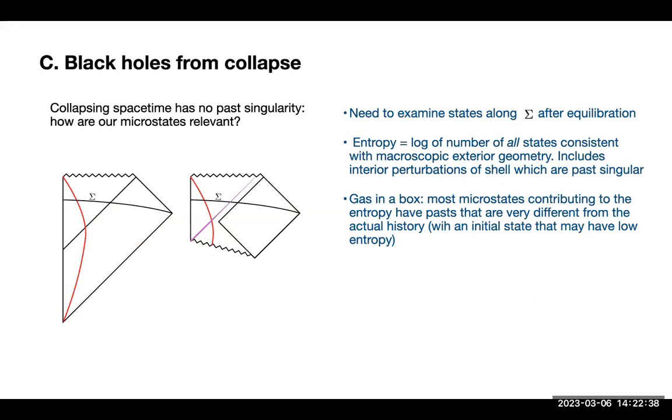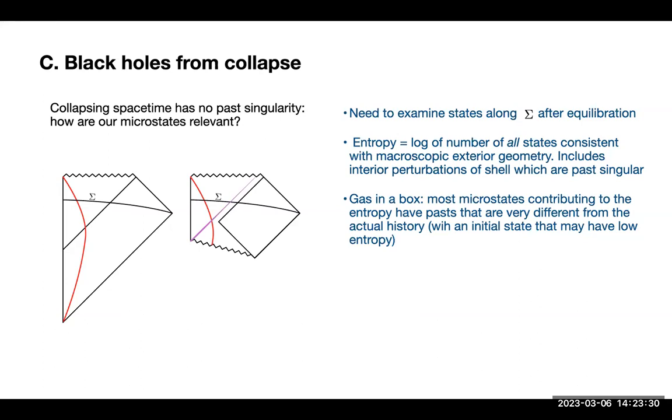So finally, just as I've been talking about these two-sided eternal black holes to account for the entropy of all the possible states that are consistent with the exterior geometry, what you actually find in the real world, of course, is that I've formed future shells from collapse, and the past is somewhat simpler. What I think the right way to think about this is that when we say that we're counting entropy of some set of states, we need to compute the entropy of states along some nice slice or other, long after equilibration. This system is equilibrated. The entropy is going to be the log of the number of all states consistent with the macroscopic exterior geometry at late time after its equilibrium. This will include interior perturbations of the shell, which are past singular.